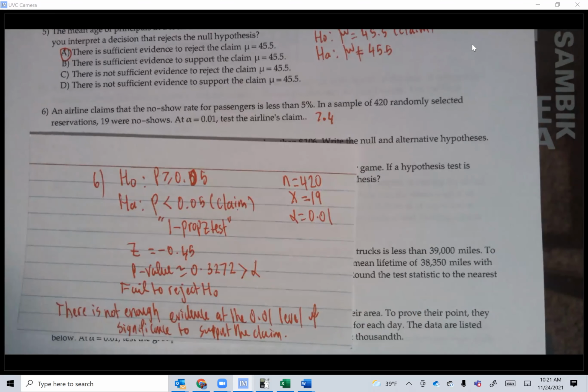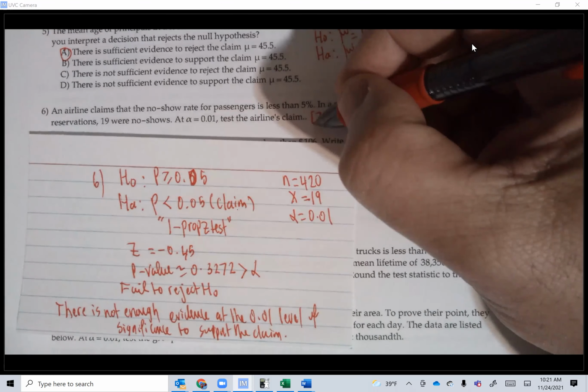Any questions, guys, about number 7? So that's a good review of section 7.4. That should be a very good review of section 7.4.